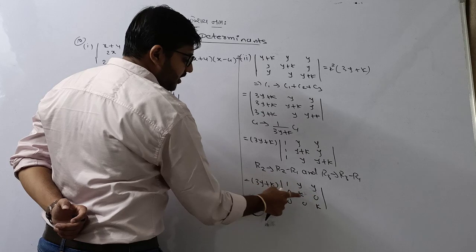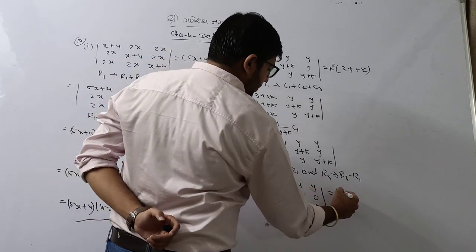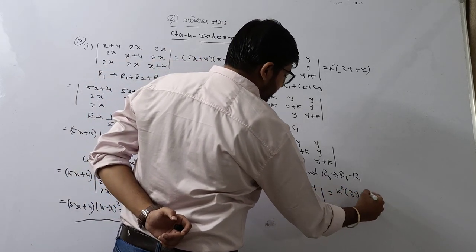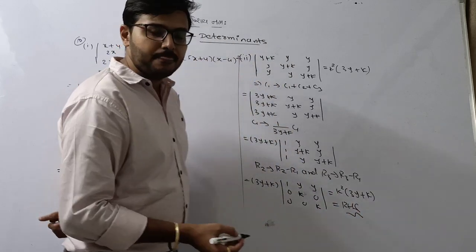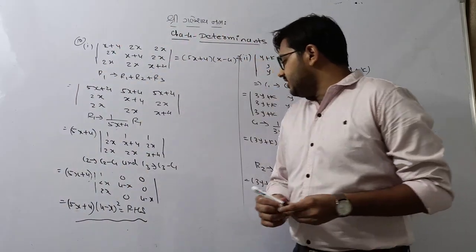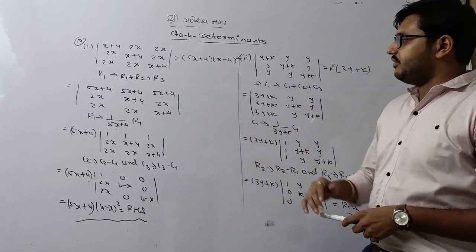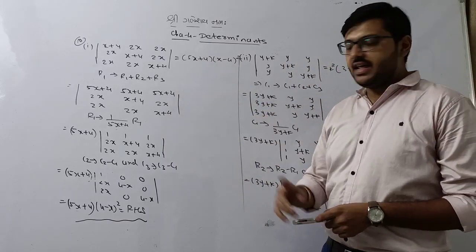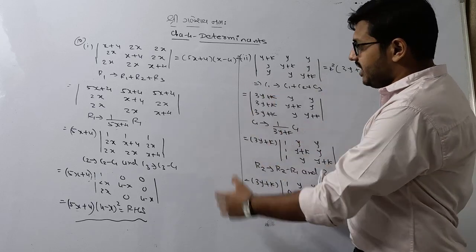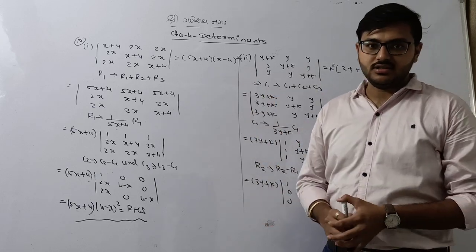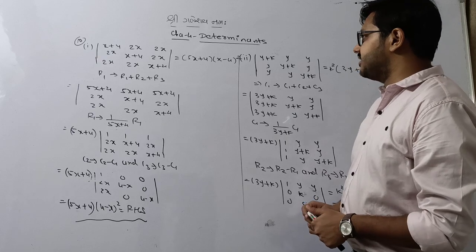So the answer will be 1 into k into k, that is k square, into 3y plus k, which is what we need in the RHS. Okay, so you have both the cases together. In the first I applied the row operation and in the second I applied the column operation. You just check, the corresponding patterns are the same in both cases. Okay, so hope you understand this.